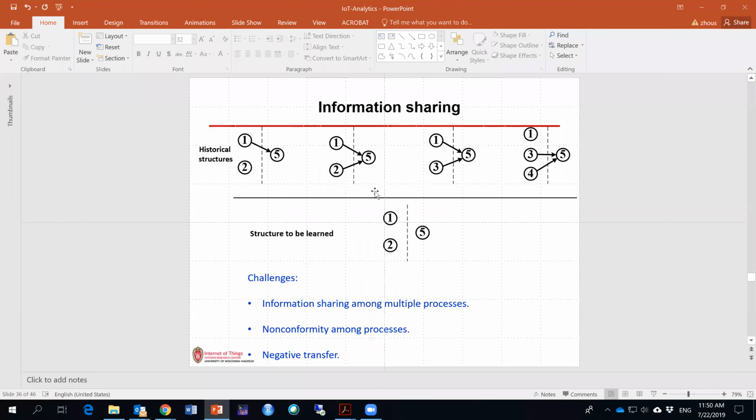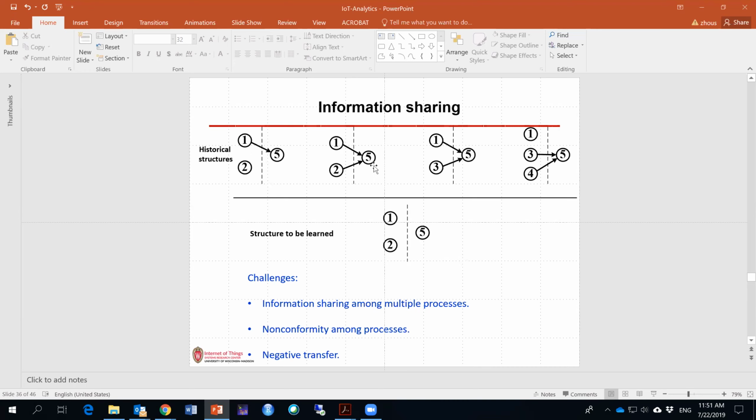We want to use a kind of transfer learning technique called information sharing. The idea is that if we have a similar historical process, we have already collected a lot of data from the historical process, and we fitted the historical structure. Can we learn from the historical structure to help us find out the structure of the current process with the limited data collected from the current process? So this is the problem we try to solve.